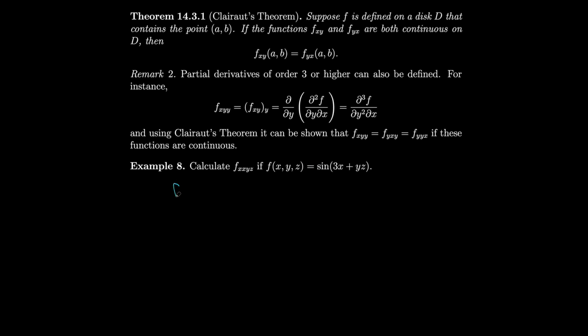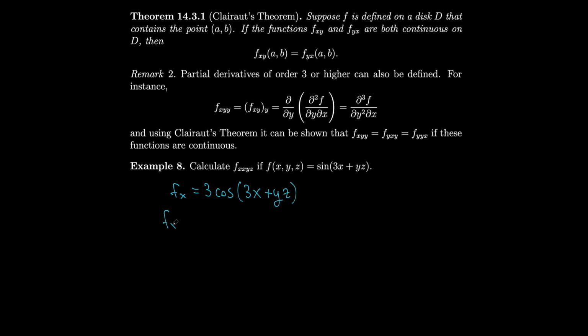So we'll start with the partial with respect to x, because that's our first one. So that's going to be, let's say, sine of this thing, so that's cosine. And then the derivative of the inside, notice that we're treating y and z as constants because we have 3 variables. So we just have 3 times the cosine of 3x plus yz.